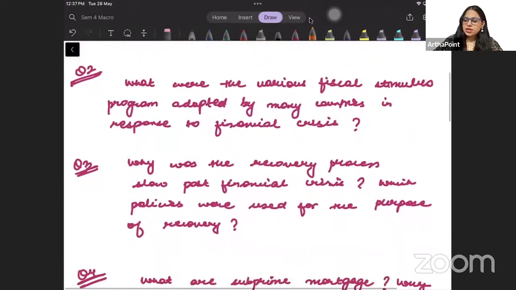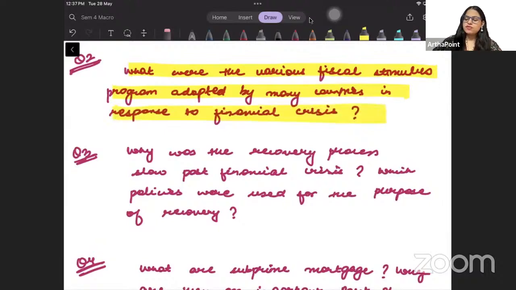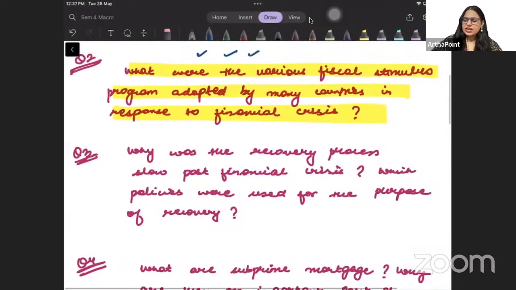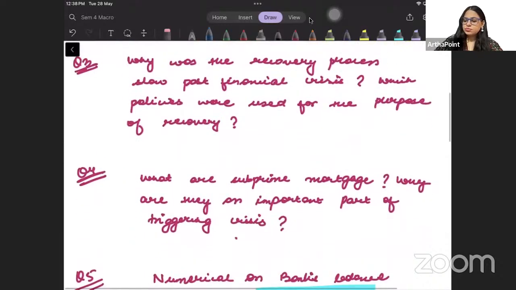The second question that can be asked is, what were the various fiscal stimulus programs adopted in various countries in response to the financial crisis? So in this question, you need to talk about the different programs that were started in different countries. इसके आने के chances थोड़ा कम हैं because our paper is more oriented towards what happened in India. But still, because the reading talks about these programs, you should just revise these programs also once. Okay, the third question.